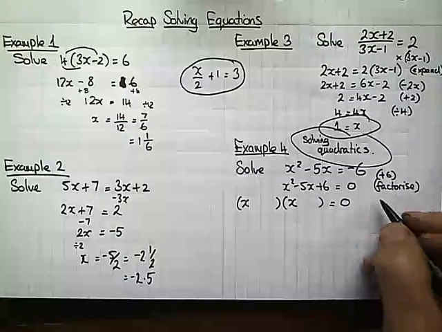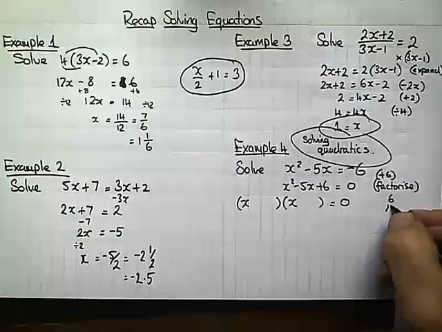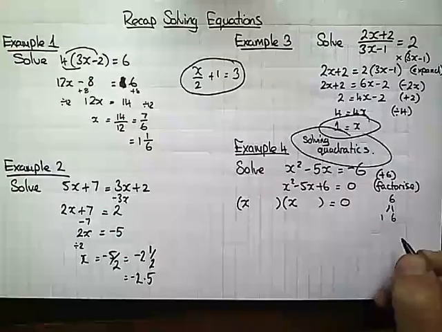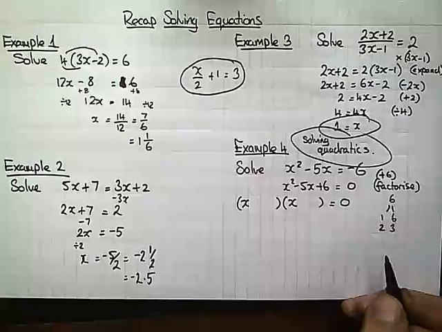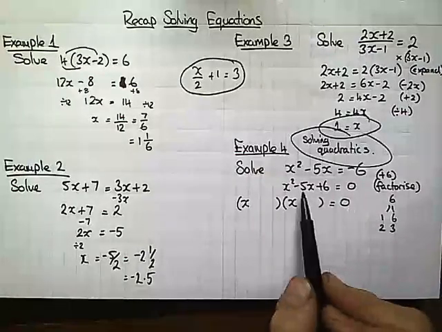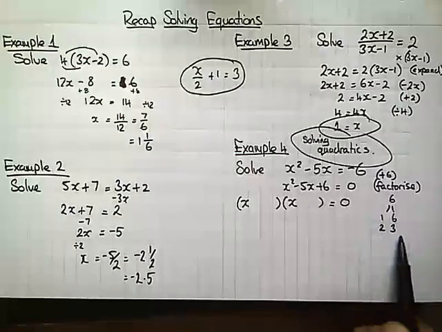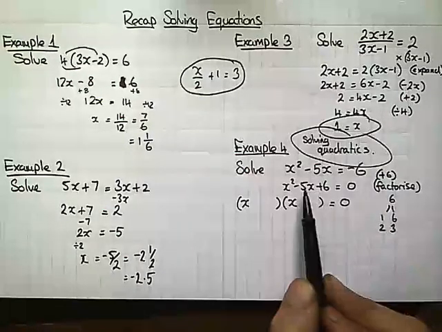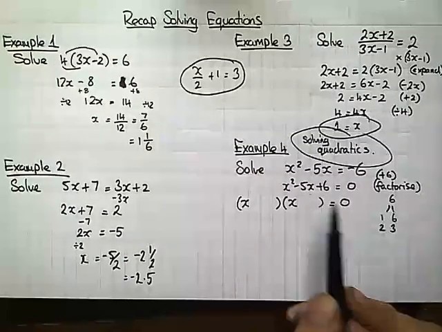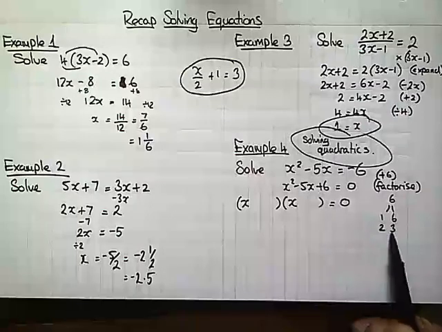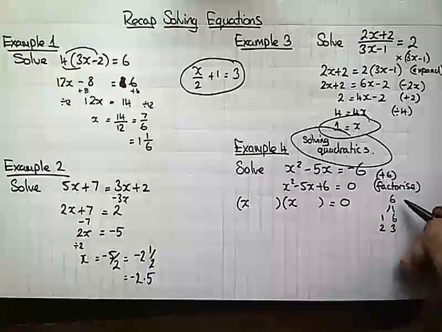So we need to think about the numbers that we multiply to make a plus 6. Now I like to write a little list. So we want a 6. Well, 1 times 6 will get us 6, and 2 times 3. But the other thing we need to use is this minus 5 that's in front of the x. Whatever pair of numbers I choose, they must add up to make this number. So let's have a look. 1 plus 6 is 7, so it can't be 1 and 6. 2 plus 3 is 5, but it's not minus 5. So we need to consider some negative options.